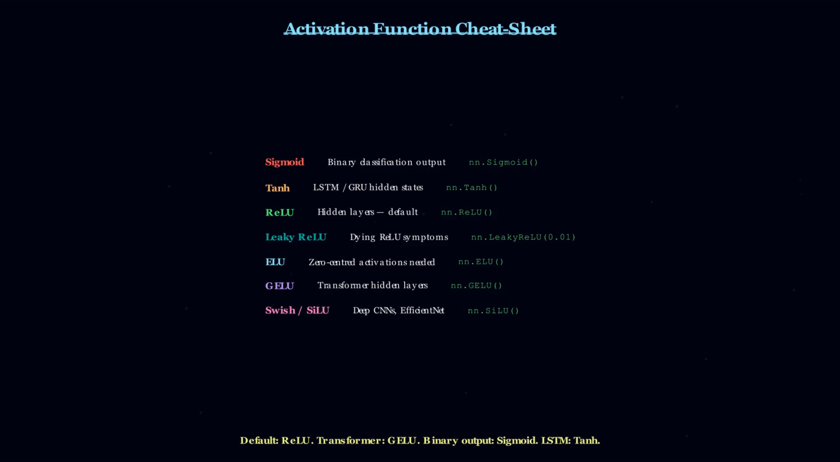Transformer hidden layers, GELU. It's what every major transformer uses, and it empirically outperforms ReLU on language tasks. Deep CNNs where you want an accuracy edge, try Swish or SiLU. LSTM and GRU hidden states, Tanh, the architecture was designed around it. ELU: try it when you need zero-centered activations and don't mind the compute cost of exp.